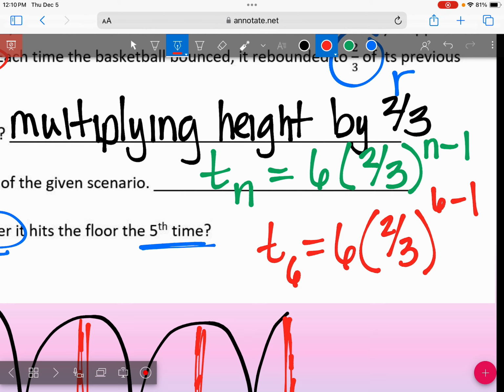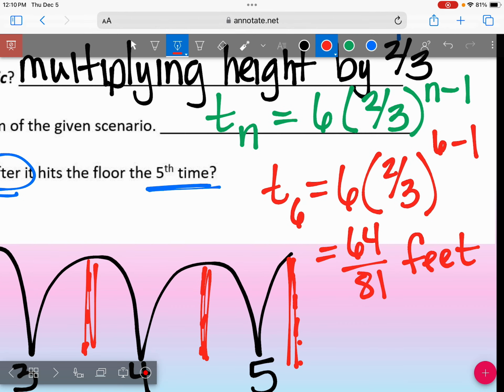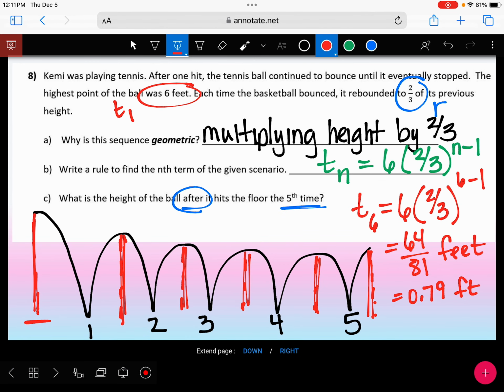And as a fraction, you get 64 over 81 feet. And as a decimal, 0.79. It didn't tell us where to round, so I'm just rounding to the hundredths place, feet. So yeah, after the first hit, it's technically the 6th bounce.